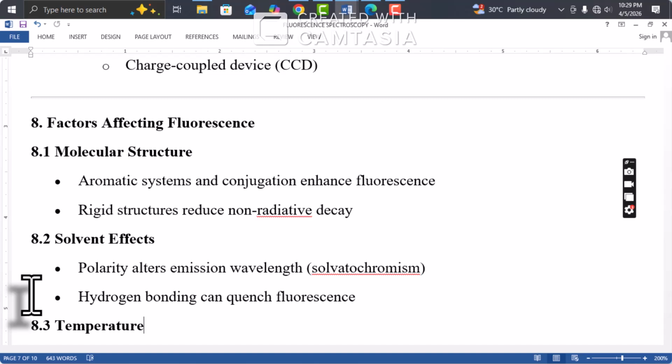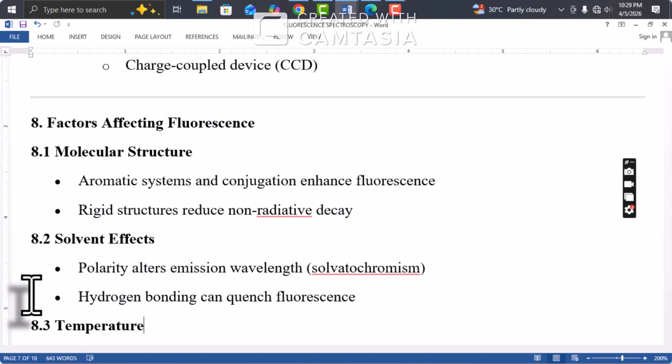What do we mean by this? When a material is fluorescent without conjugation or aromatic systems, the intensity might be very low. But the more conjugation you have, the more intense the fluorescence becomes. That means it becomes brighter and brighter and you can see it clearly. So that kind of fluorescent material, you can easily use for the applications we talked about earlier.